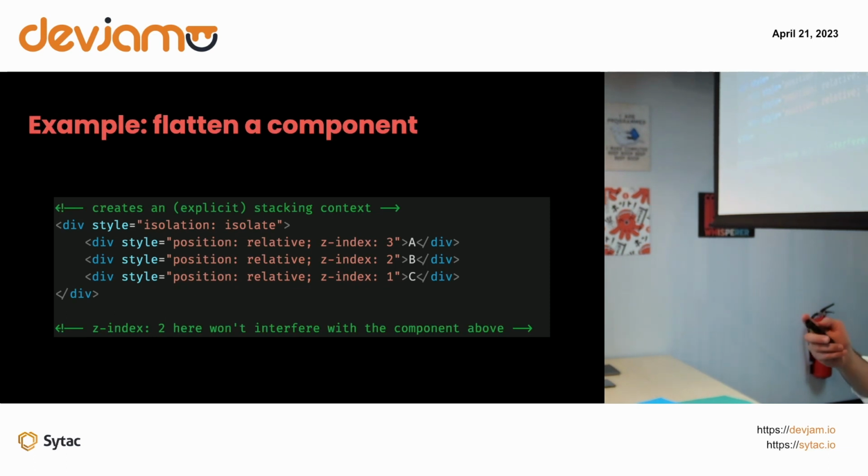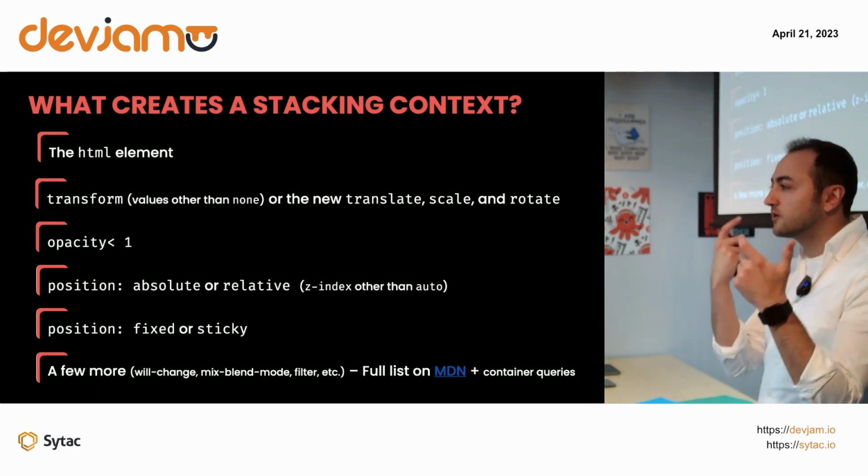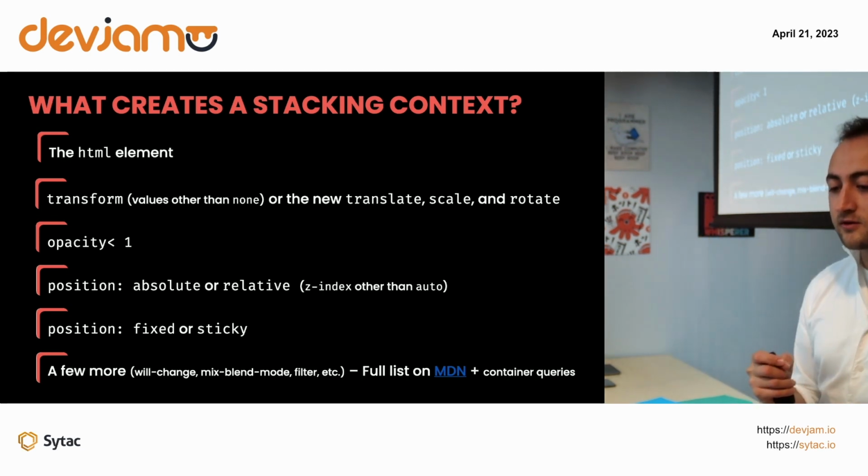So if we go back to the question of what creates a stacking context, again, it's the HTML element, transform values, opacity less than 1, position absolute or relative, when there's a z-index other than auto, position fixed or sticky, and sticky even has some asterisks for mobile versus desktop. And there's a few more, like the will-change property used to promote an element onto a different layer, mix-blend-mode, filter. So that's why I tell you everything that's really rendered on the GPU, but it's not officially like that. There's a few more.